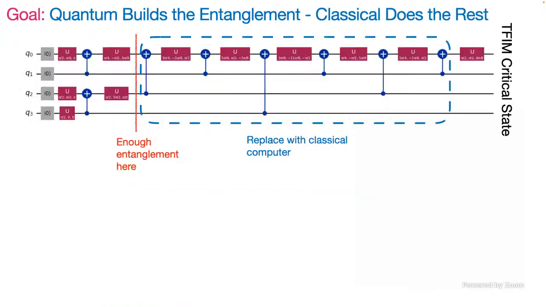And so our hope here is that we can say, look, at this point, the quantum circuit has built up enough entanglement. Let's go ahead and somehow, at least in some cases, replace the rest of this with a classical case.